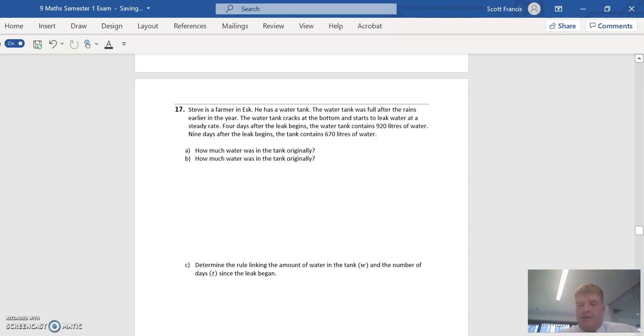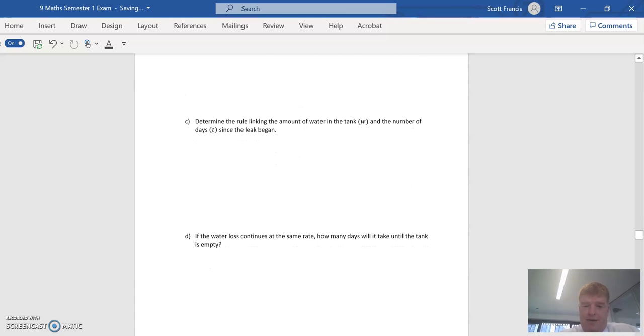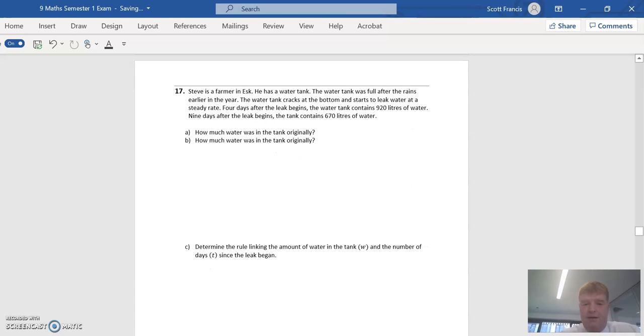Now, a question about a leaking water tank. We've got a duplicated question there. It's just looking at how quickly something is flowing out. So Steve is a farmer in Essex, a little bit outside Brisbane, and has a water tank. The water tank was full, and there's a crack. So after day 4, it equals 920 litres.